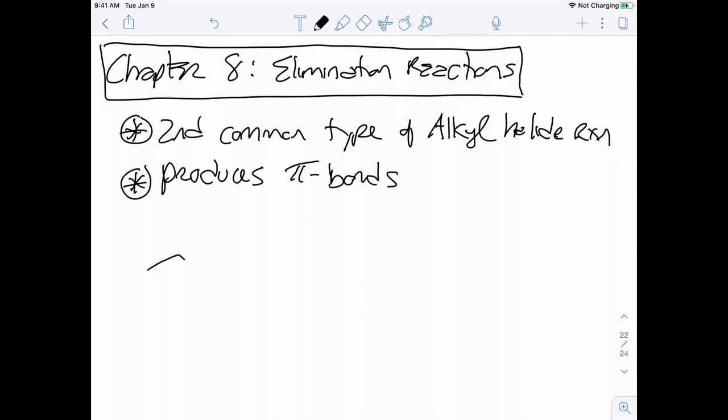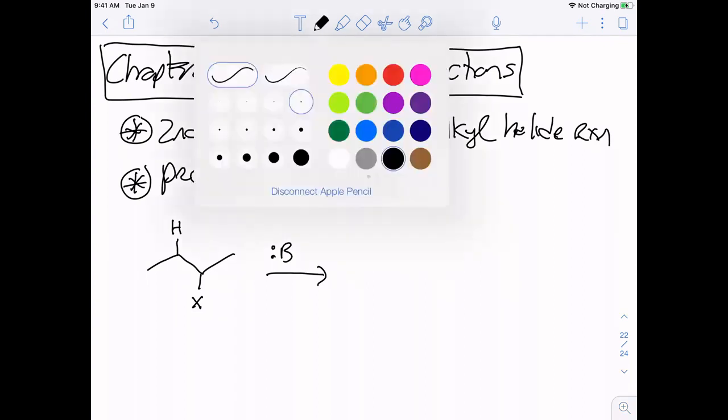So just kind of a quick example. I'll put my halogen on here, and then I'm going to put a hydrogen. There are 2. I'm just going to show one of them, however, because one of them is going to get removed. I'm going to add a base to it, so B for base, and then that base is going to end up taking that proton, the electrons between the proton and the carbon that it's bonded to are going to go down and make a double bond between that carbon and the carbon that's bonded to the halogen, and then that halogen is going to leave.